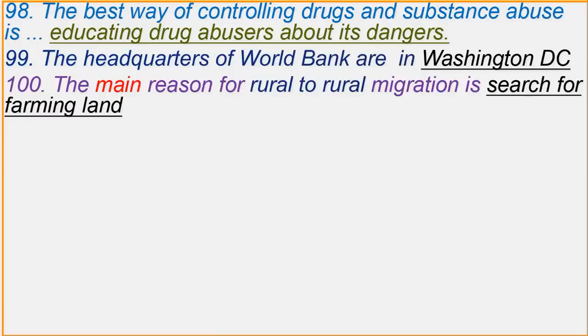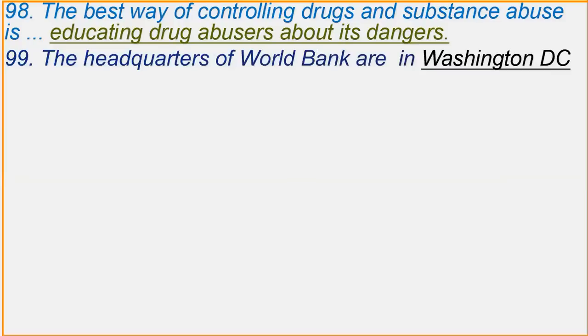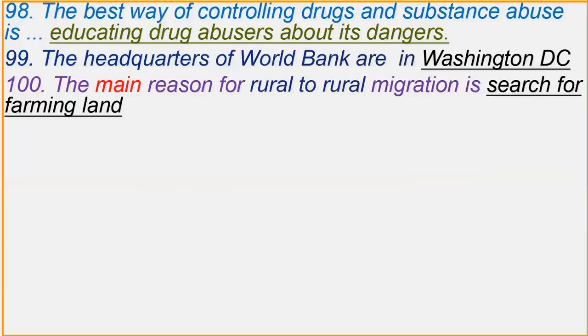Number 100. The main reason for rural to rural migration is search for farming land.